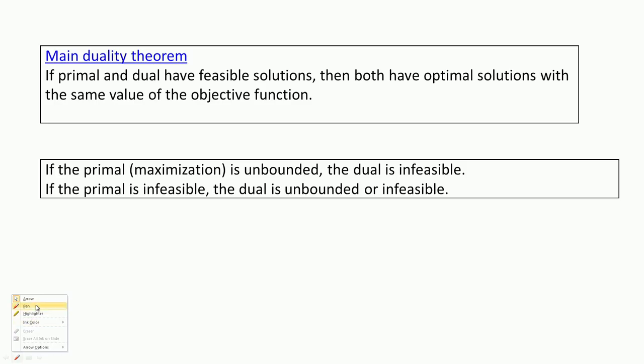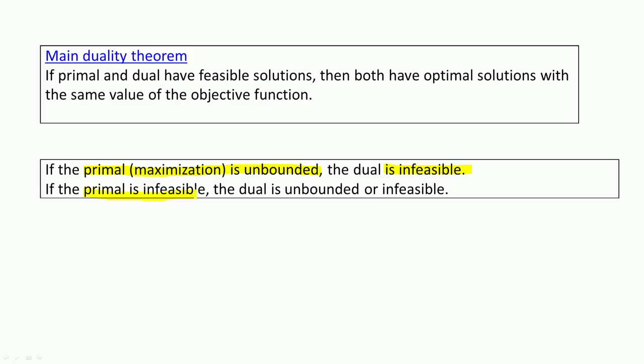So, we will say that if the primal maximization is unbounded, then obviously we cannot have a feasible solution to the dual, because every feasible solution to the dual should now have objective function values close to infinity, which is not possible. Then the dual becomes infeasible. So, when the primal maximization is unbounded, then the dual minimization is infeasible.